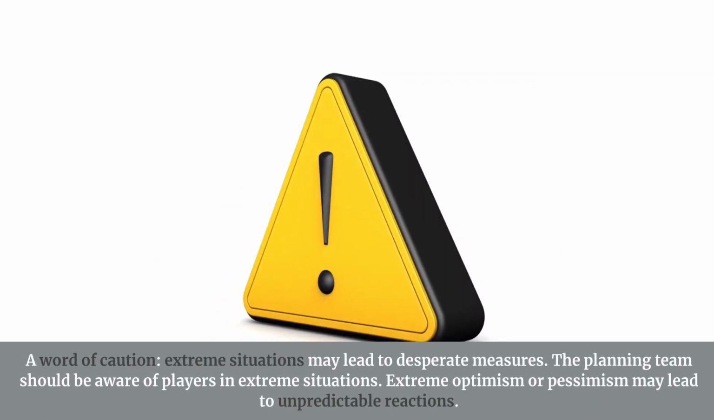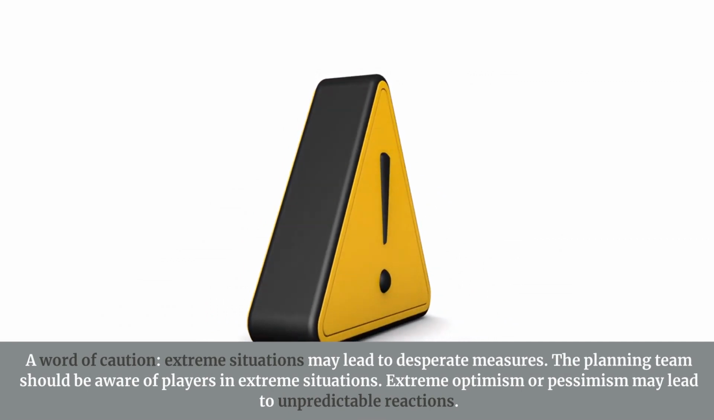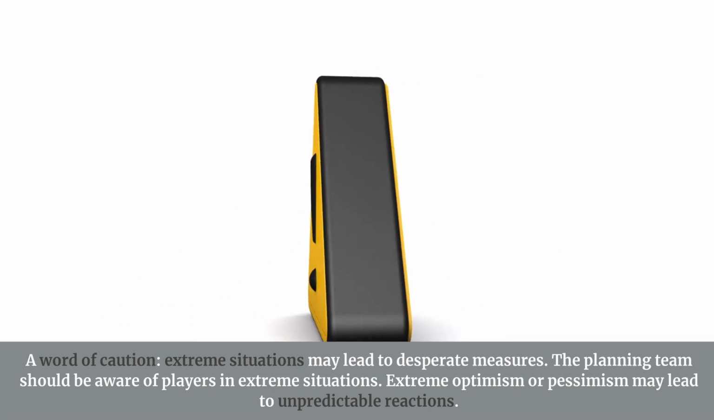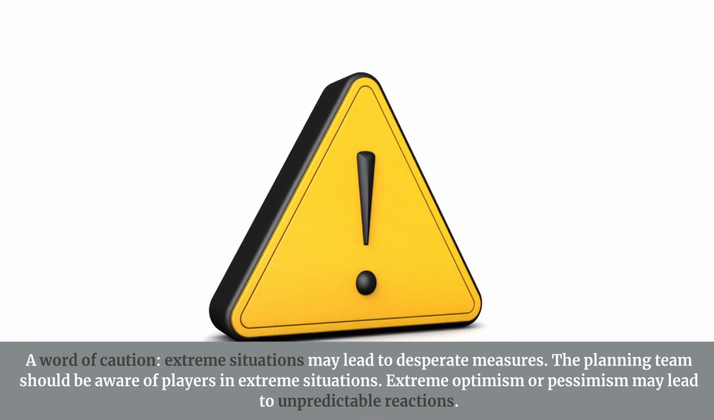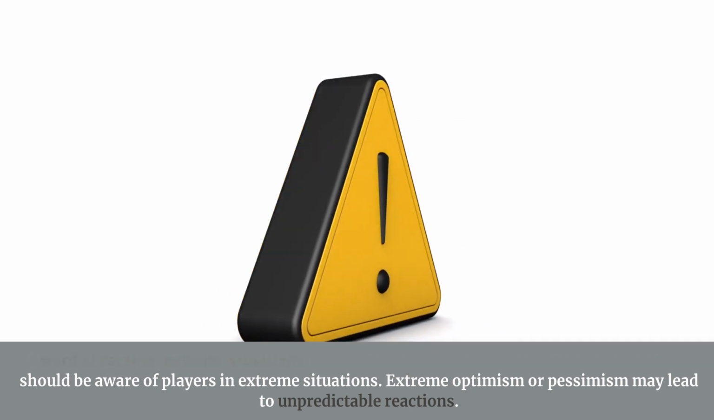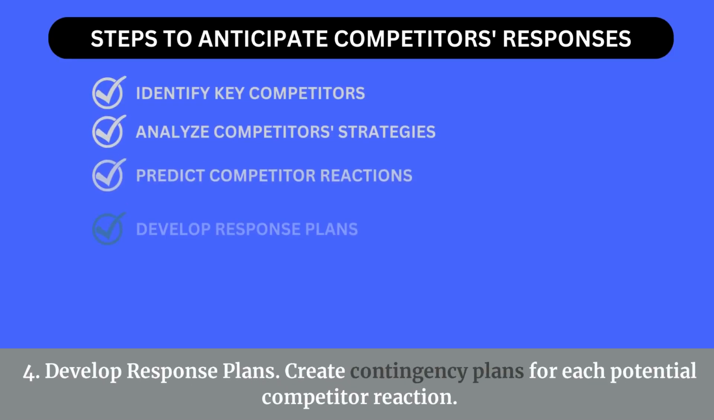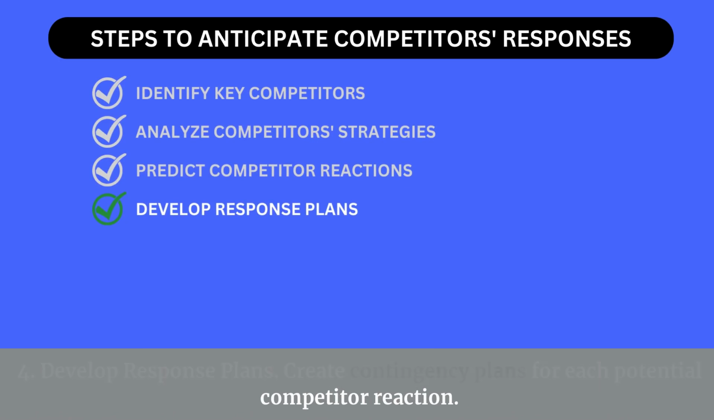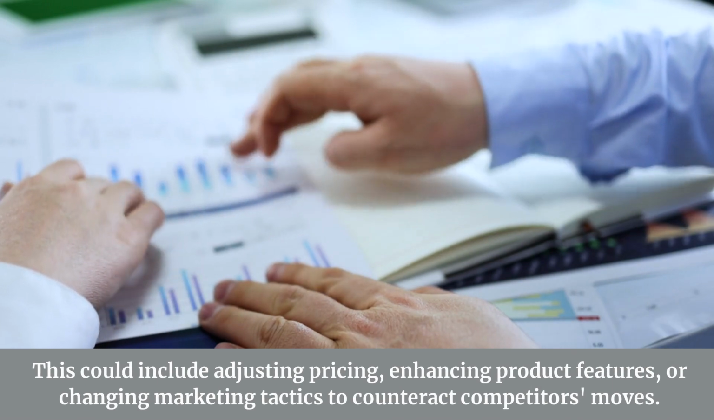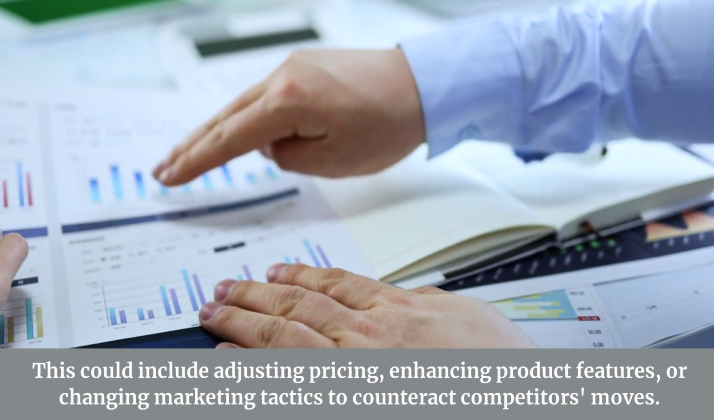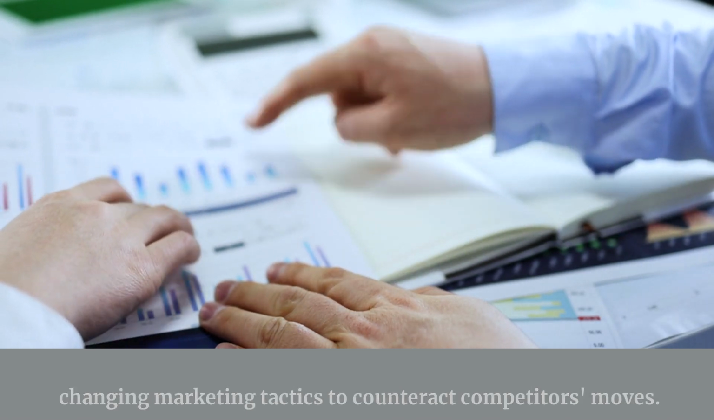A word of caution: extreme situations may lead to desperate measures. The planning team should be aware of players in extreme situations. Extreme optimism or pessimism may lead to unpredictable reactions. 4. Develop response plans. Create contingency plans for each potential competitor reaction. This could include adjusting pricing, enhancing product features, or changing marketing tactics to counteract competitors' moves.